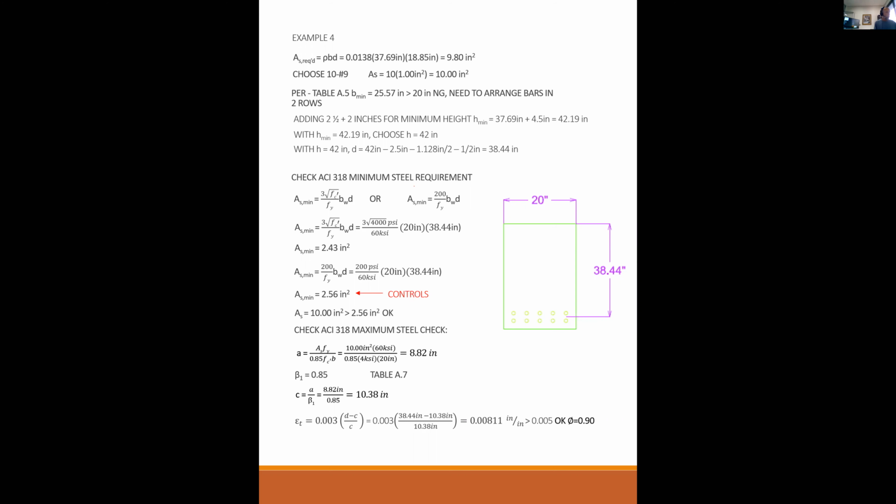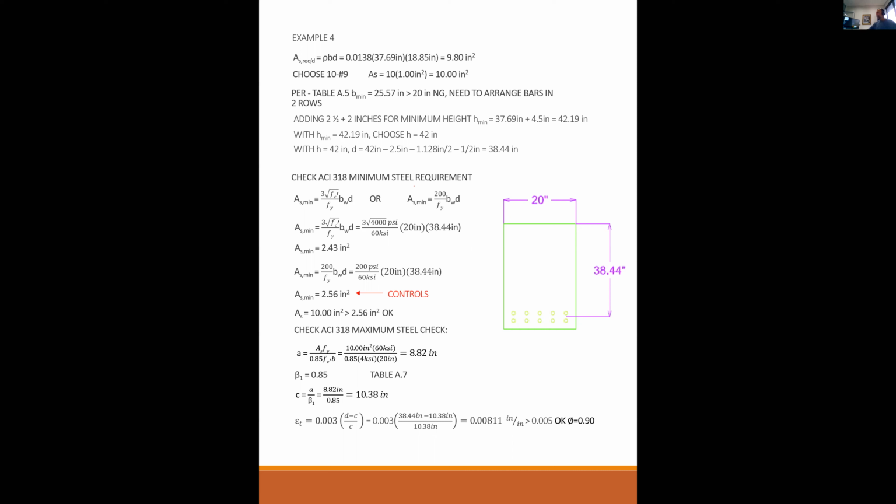Okay, so we have an entry here for 4,000 psi, grade 60, rho when epsilon t equals 0.005. That number is 0.0181. What does that mean? That is a rho value. So rho is always the area of steel over the area of concrete. And that value of 0.0181 represents the maximum steel you can put into this beam.